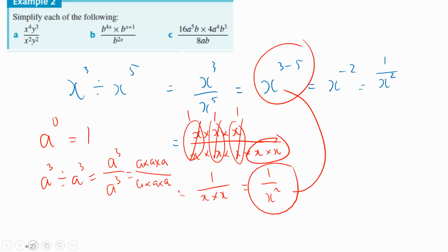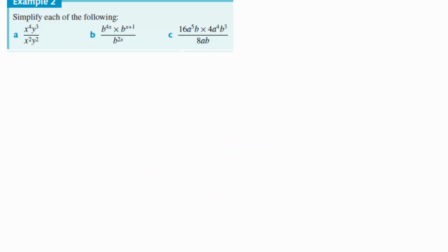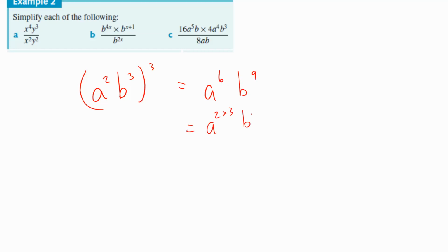Now, I've got two last rules for you to remember. What does this become if I do this? What does this become again? Very good. It is a to the power of 6, b to the power of 9. How? A to the power of 2 times 3, b to the power of 3 times 3.